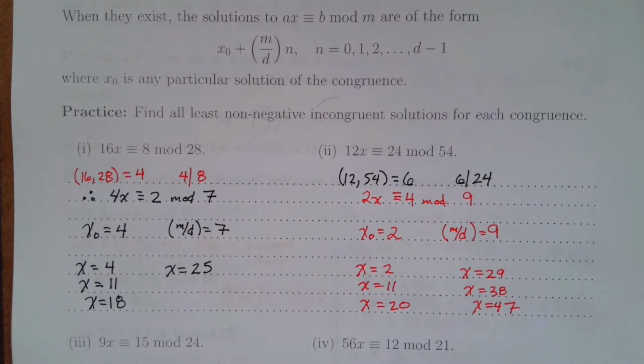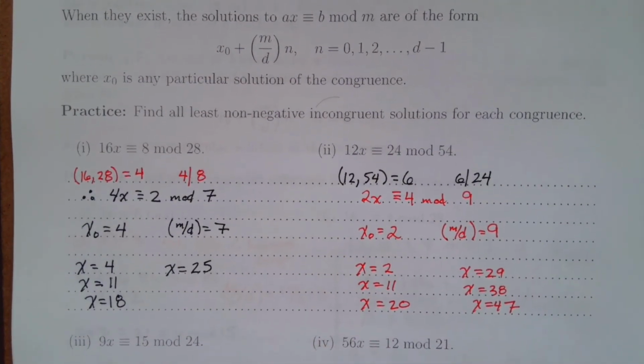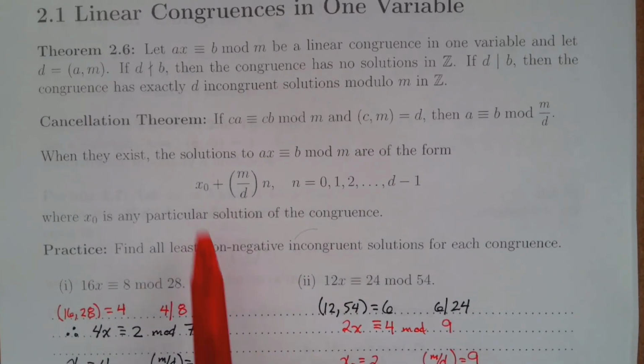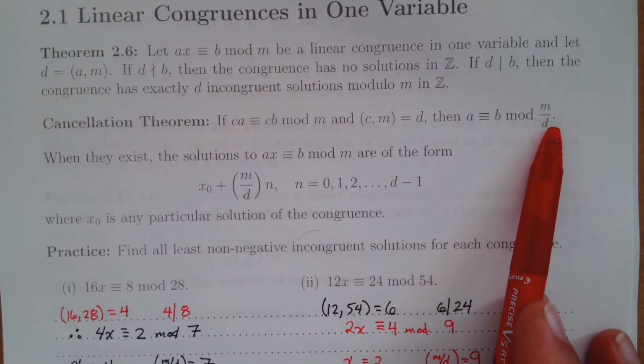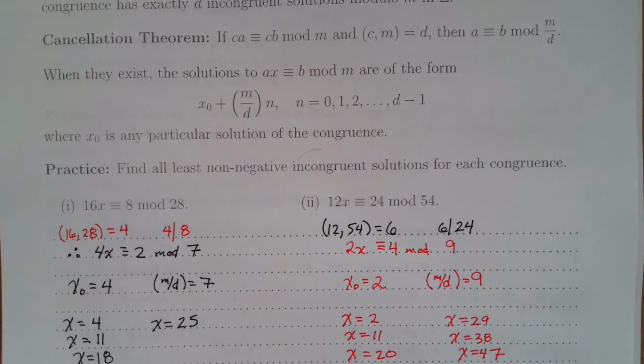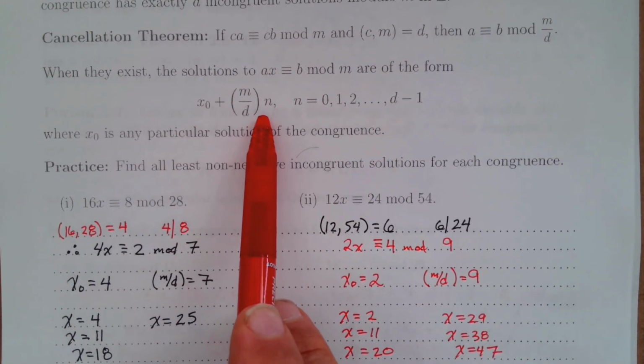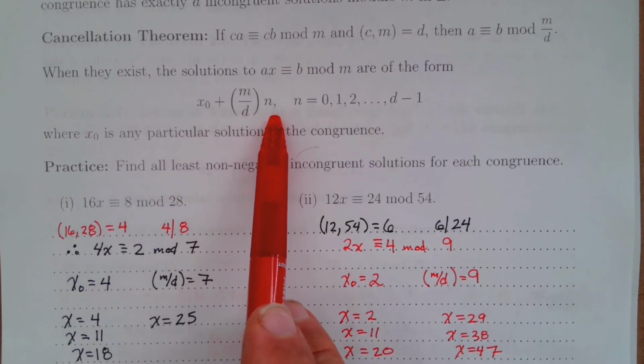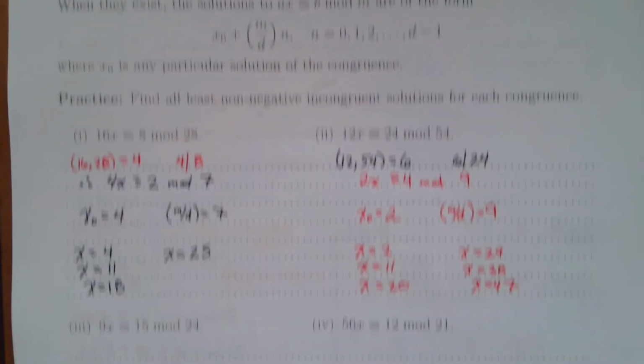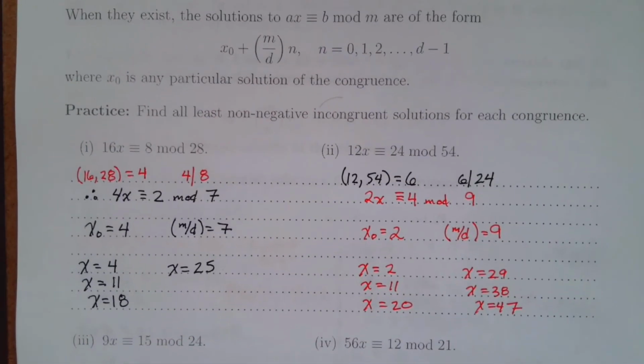But we can simplify our calculations using this cancellation theorem, which is very, very useful. It allows us to get to this solution form much more rapidly. I can always do these solutions using the Euclidean algorithm.